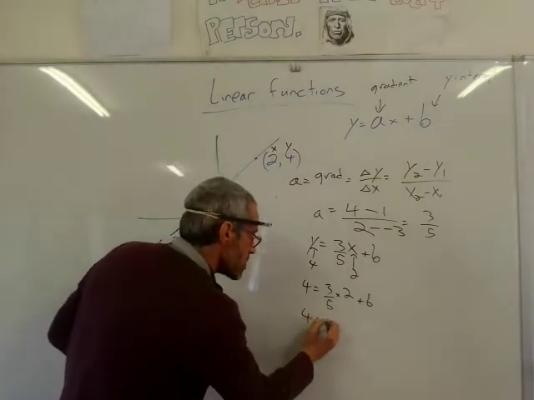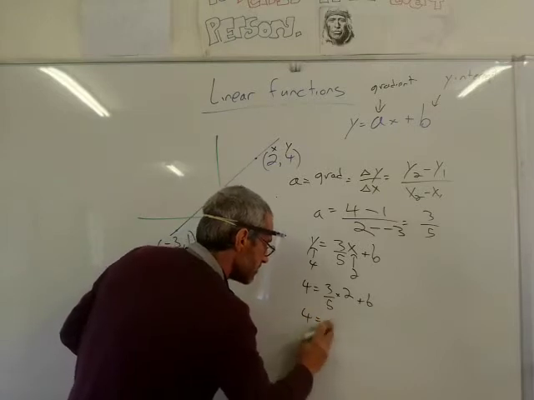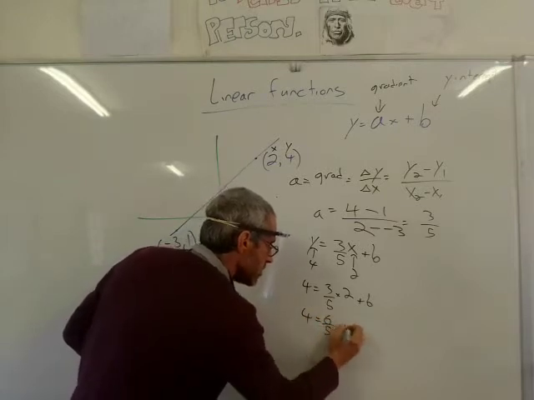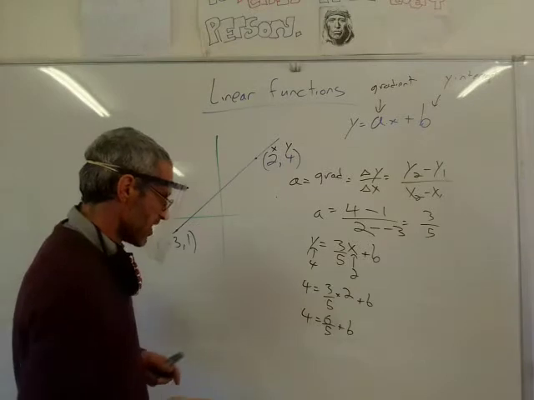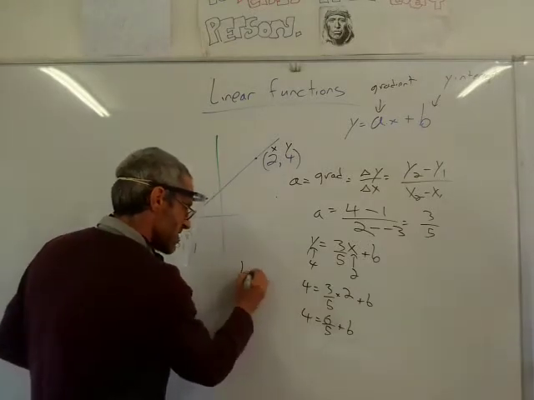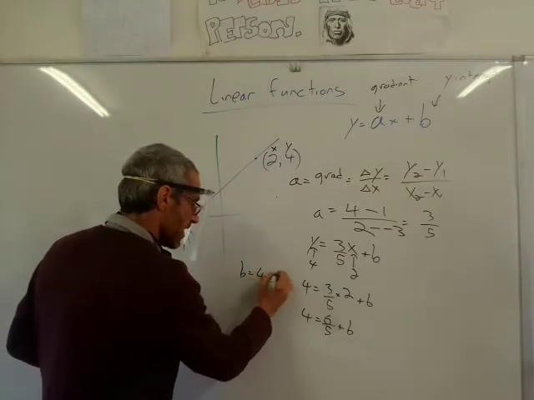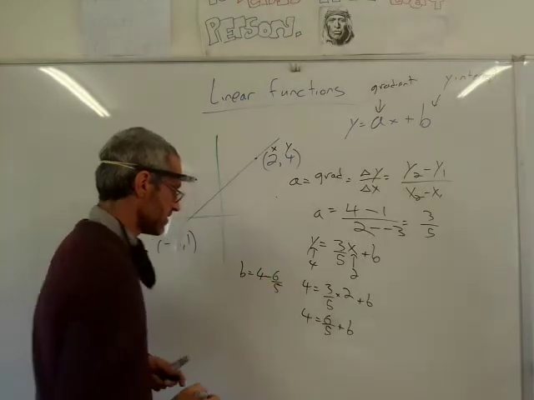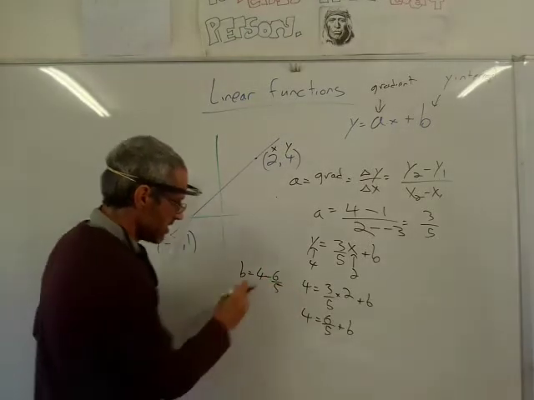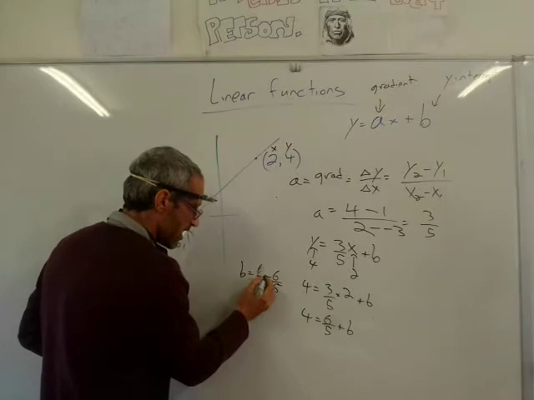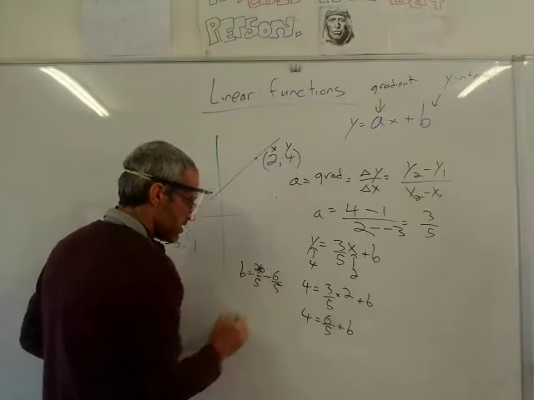So I get 4 equals 3 times 2, which is 6, over 5, plus b. What do you get? b equals 4 minus 6 over 5. How much is that? I'll take 5, so 5 times 4 is 20.